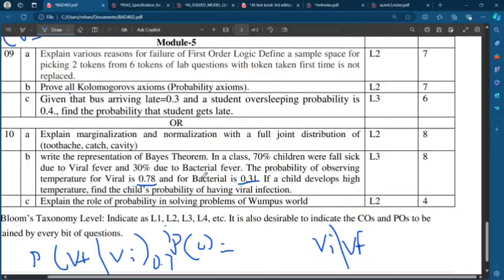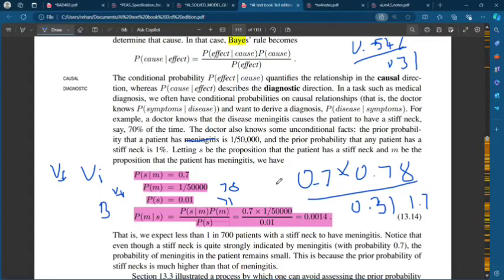So what it is saying: probability 70% in a class, 70% of children fell sick due to viral fever, and 30% due to bacterial. P of viral fever is 0.78 and P of bacterial is 0.31. If a child develops high fever, find the child's probability of having a viral infection. And this got tricky over here.